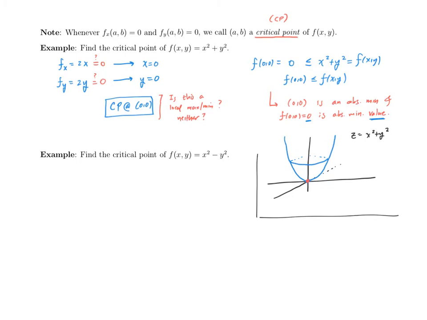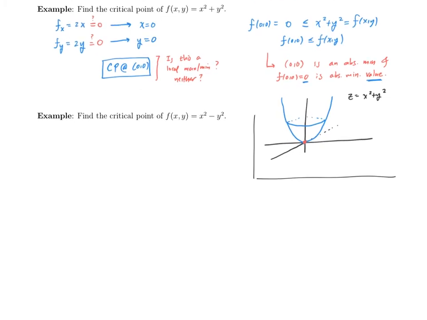Okay, so let's look at another very similar example. We're going to make one seemingly small, insignificant change. I'm going to take the plus sign separating the x squared plus y squared, and I'm going to turn it into a negative sign. And the question remains the same. Find the critical points, and then once we do, we'll talk a little bit about those critical points.